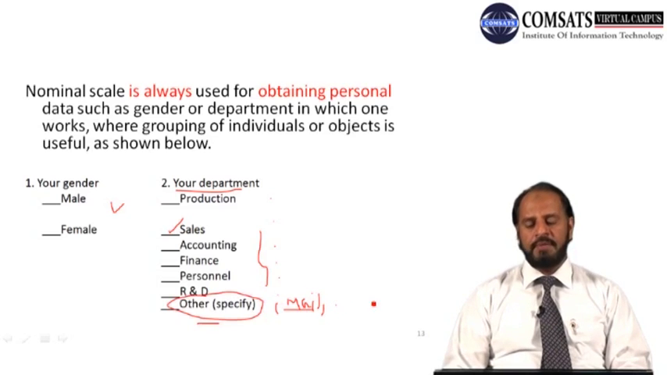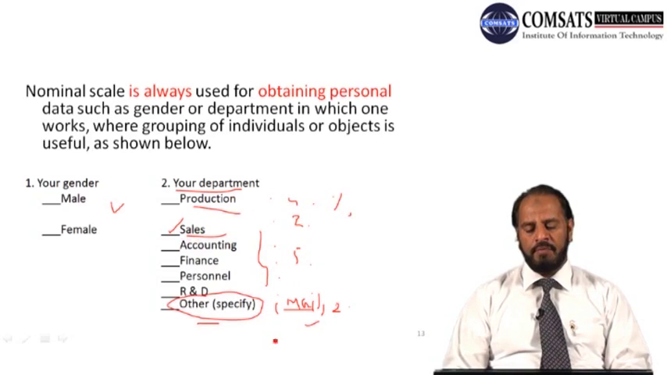So under option G, how many people have said they worked in the mail department? Let's say 4 here, 2 here, 5 here, and 2 here. So you can always have statistics on how many are in these different departments. You can find out the percentages, how many belong to production, how many belong to sales, and so forth, and how many in the mail department.